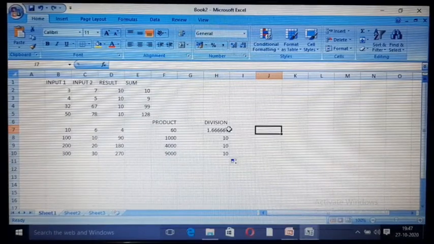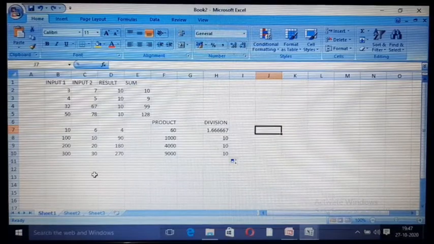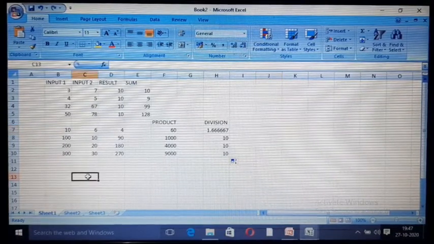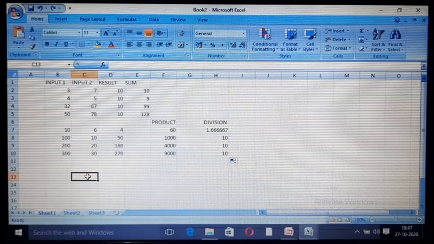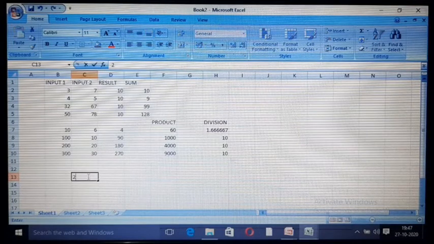Now we can use it for exponent. Now we use a caret sign. It's a little bit different. Now listen carefully. Suppose you write here 2, and you have to write the caret.